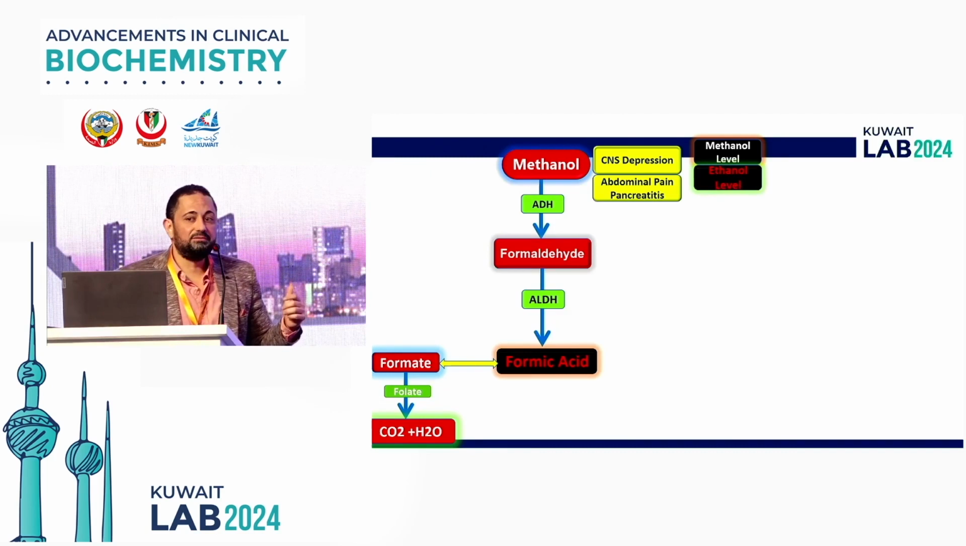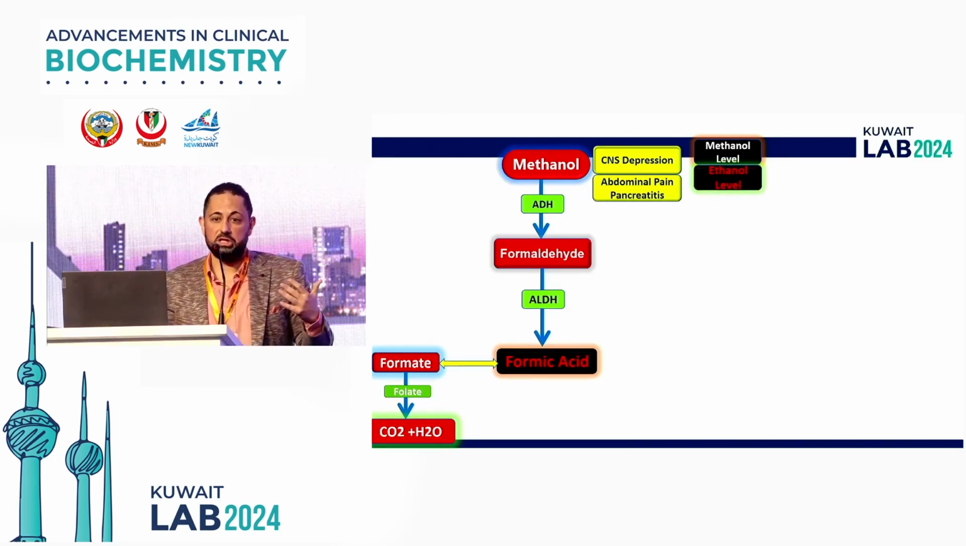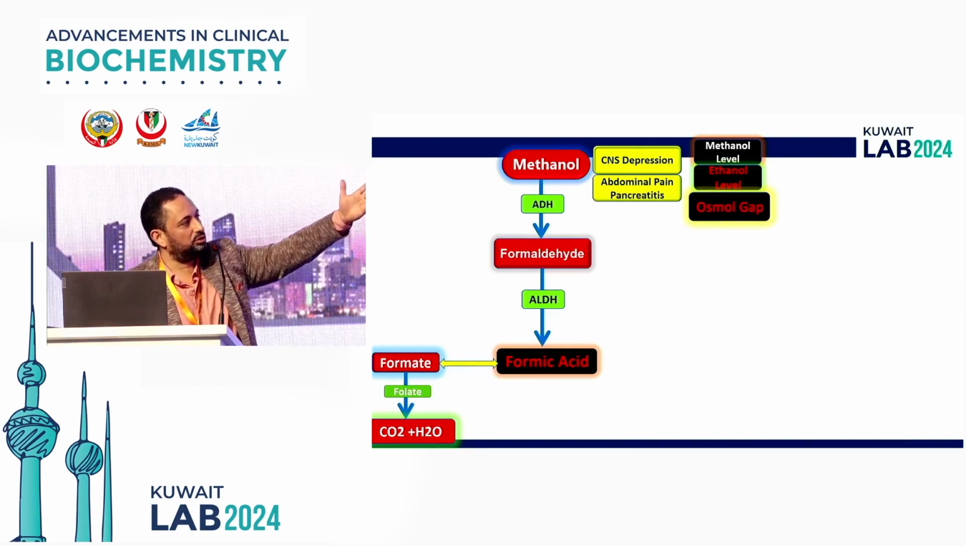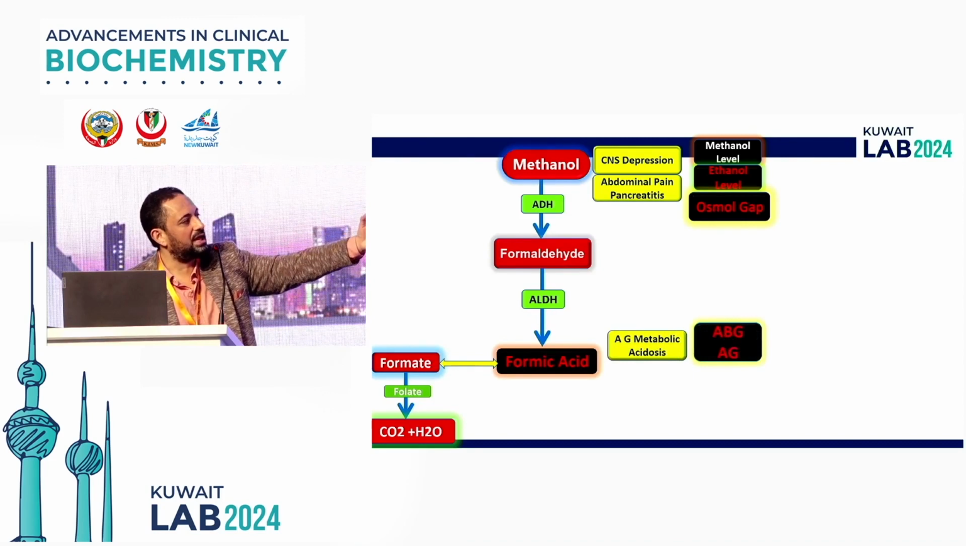What about ethanol level? Will it make a difference? Yes, for sure. And routine supportive labs like osmolar gap. Concerning the formic acid, we are expecting this strong acid. We are suspecting anion gap metabolic acidosis, so we need ABG and to calculate the anion gap.